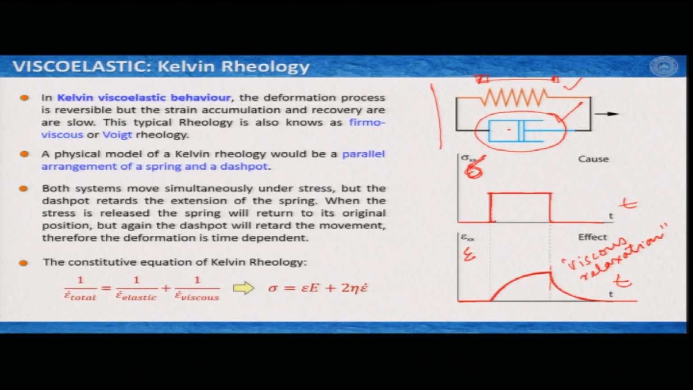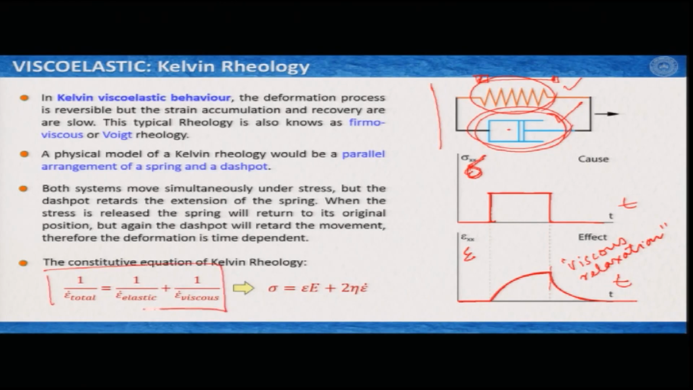So, clearly I have the equation for this. The spring follows Hooke's law, and the viscous element follows Newtonian flow, but because they are in parallel, the total deformation would follow the equation of parallel combinations of elements. So, if I have to go with the strain rate, I know that 1 by strain rate should be equal to 1 by strain rate of the elastic element, added with the inverse of the strain rate of the viscous element.